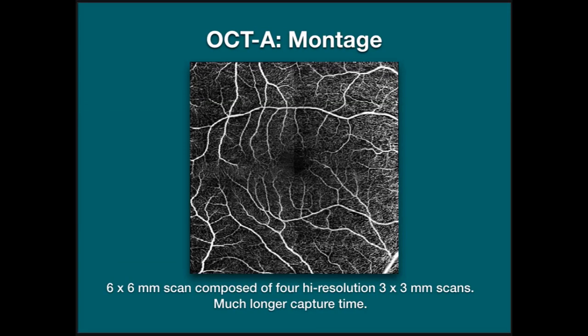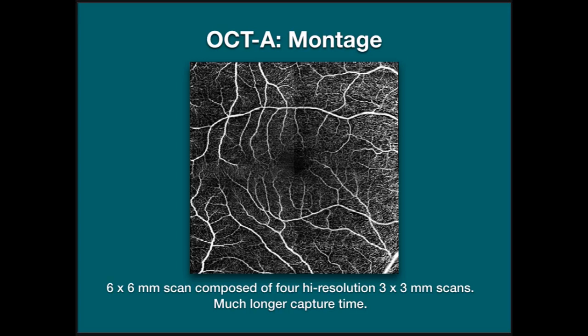To achieve the best of both worlds, that is a high-resolution image and a larger scan area, the Nidec software allows you to create a montage of multiple high-resolution images. So this is a 6x6mm scan that's composed of four 3x3mm scans. The software now does auto-stitch, so it'll automatically put the multiple images together for you. And as I said before, the largest you can take is a 9x9 image, which is made up of nine 3mm scans. The downside to montaging is that scan time takes a very long time.